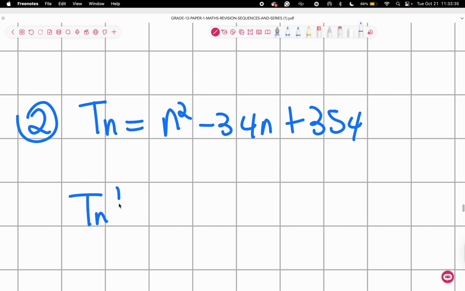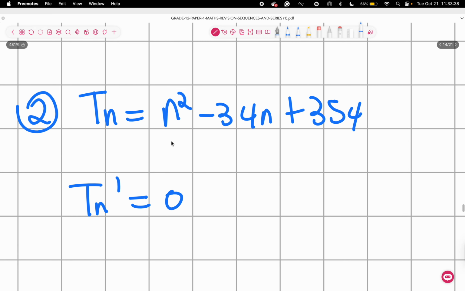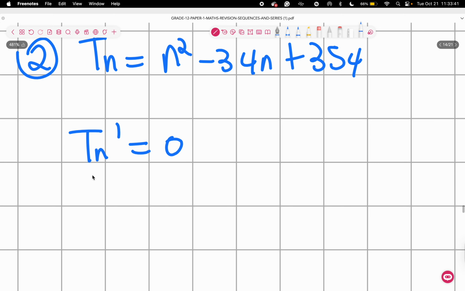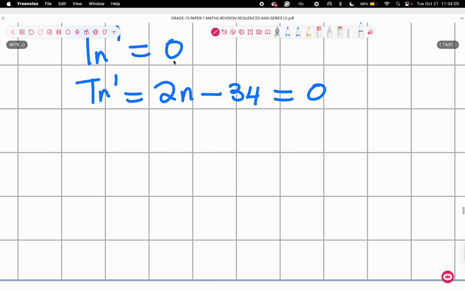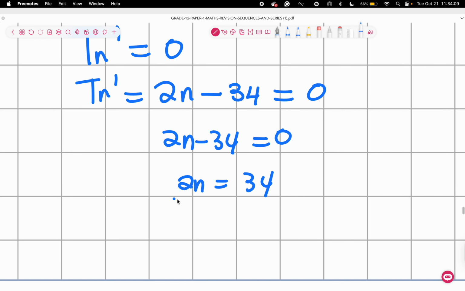You're going to say T'(n) is equal to 0. What is the derivative? When you differentiate this formula, what do you end up with? You end up with T'(n) being equal to 2n minus 34. That's all you end up with, being equal to 0. So 2n minus 34 is equal to 0. 2n is equal to 34, divided by 2 on both sides. n is equal to 17.